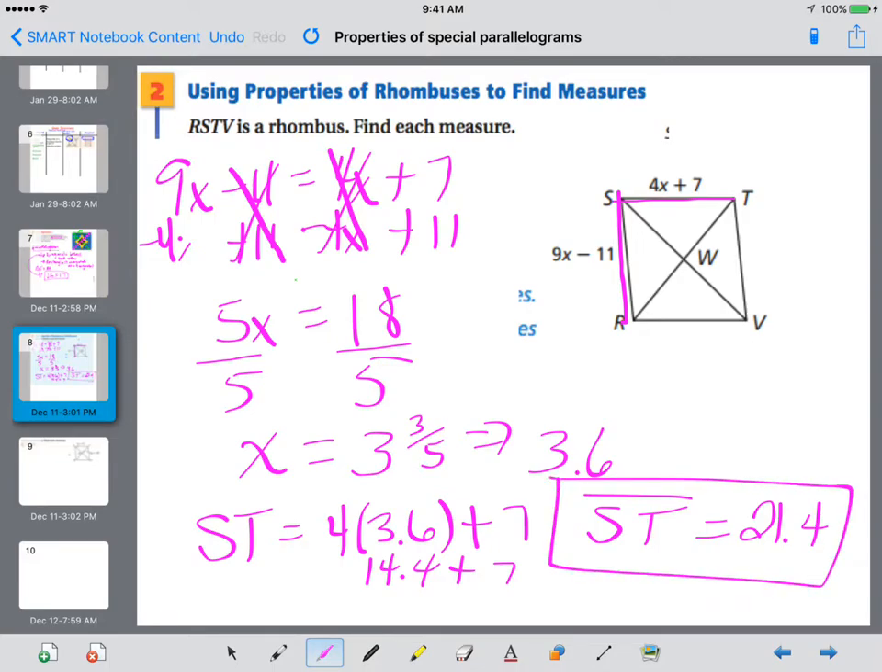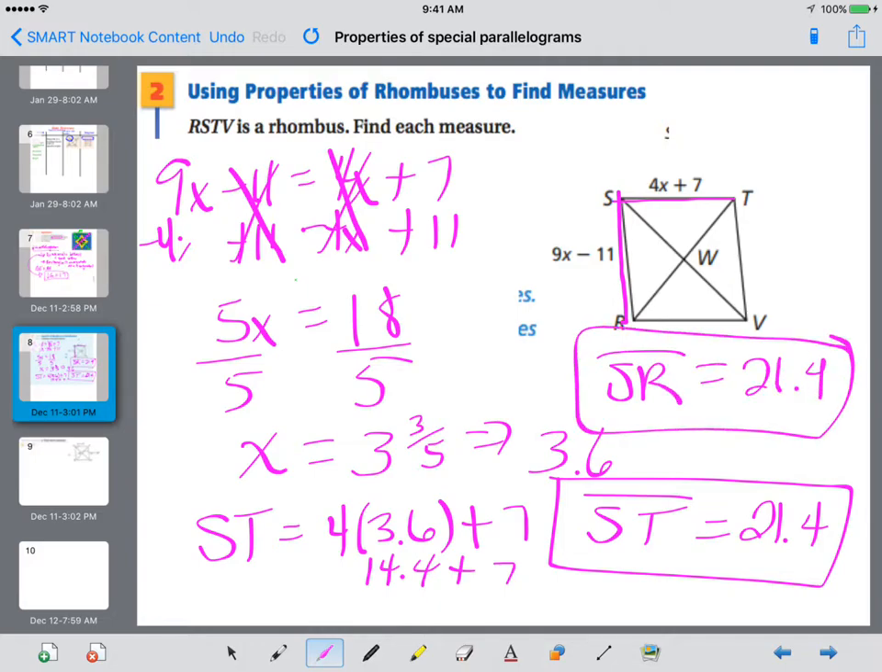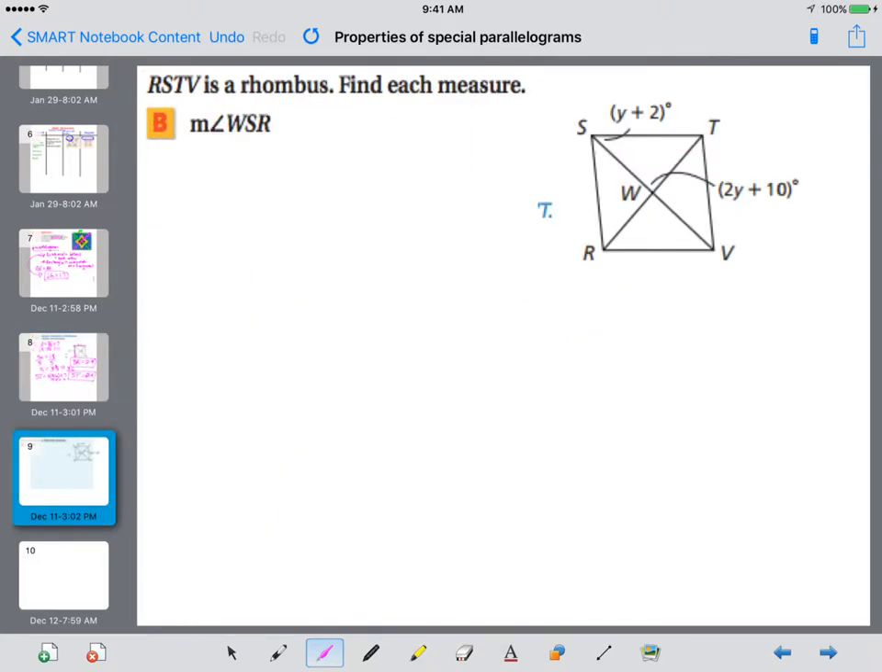If ST is 21.4, that means SR is 21.4, because in a rhombus, all sides are equal. Last example, we want to find angle WSR.